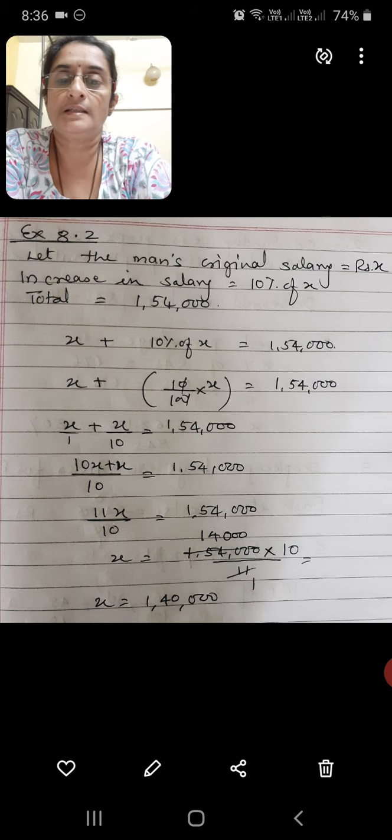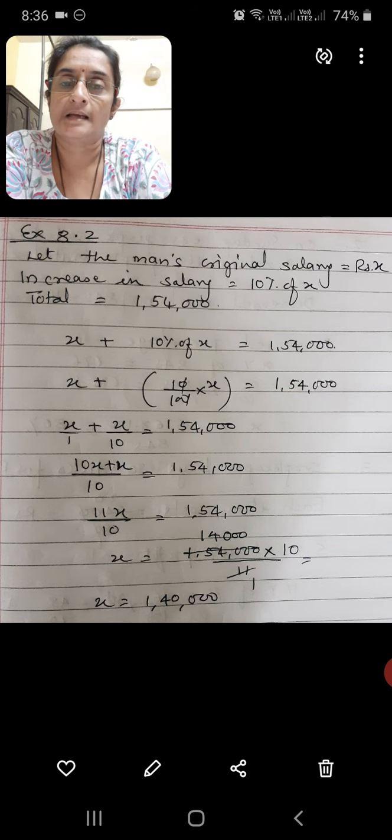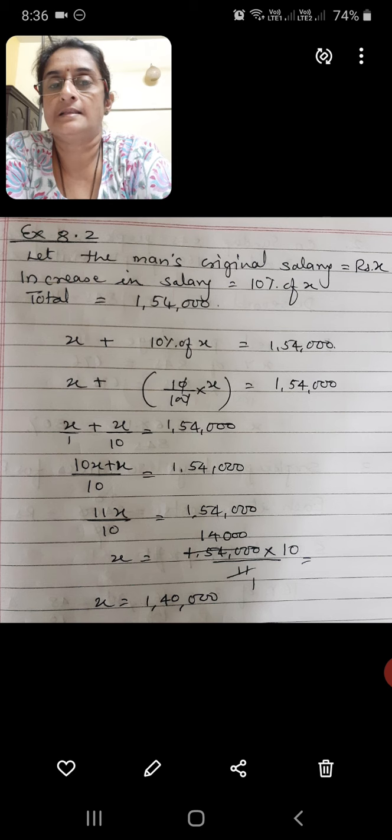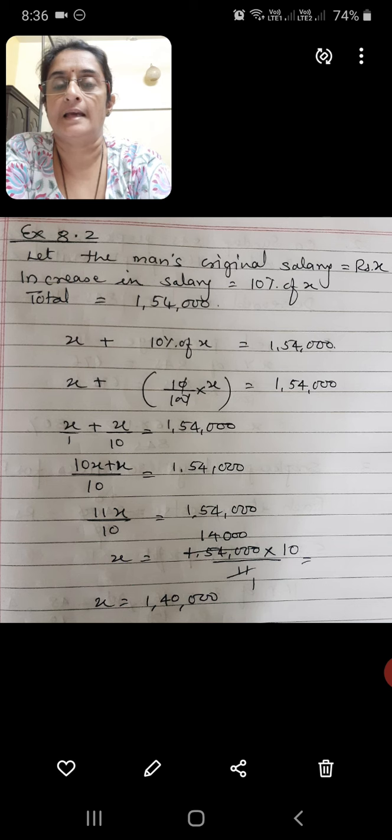Now to find out the original salary, what are we going to do? We are going to consider the original salary as X, with an increase of 10%. So the increase in salary is 10% of X. So we got two figures. One is his original salary, that is X, and the increase in salary, that is 10% of X. And all that together becomes 1,54,000, that is his new salary. So how are we going to make the equation? X, that is original salary, plus 10% of X, that is increased salary, together gives 1,54,000.